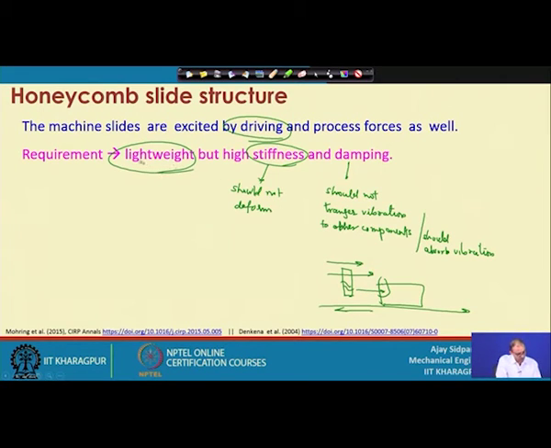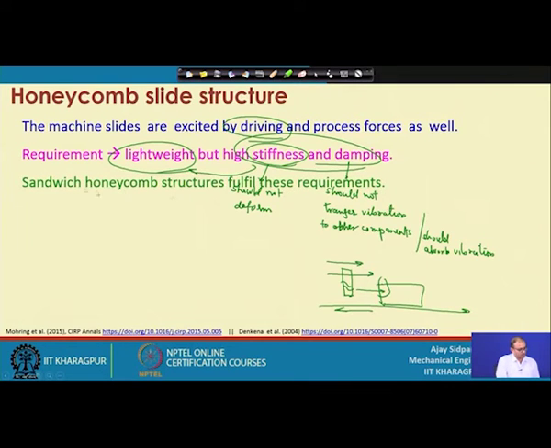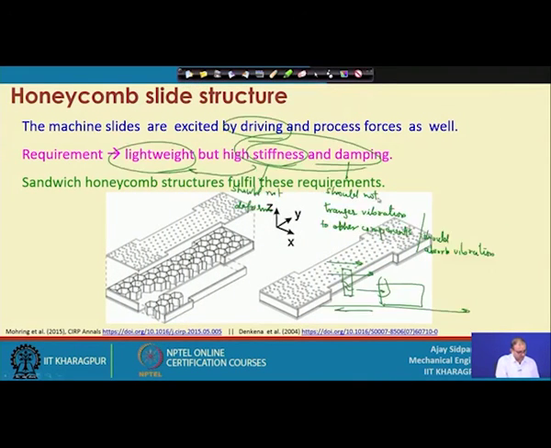So, these two requirements are actually opposite to each other. So, you have to be in a balanced way, so that you can get both the things in a reasonably good way. One is the lightweight and another is the high stiffness and the damping, right. So, what is the importance? This is one of the structures which will fulfill this particular requirement. So, what is this structure? So, this is the structure.